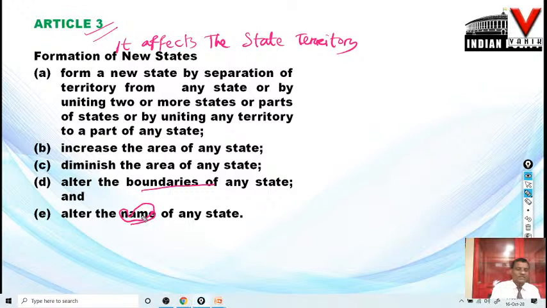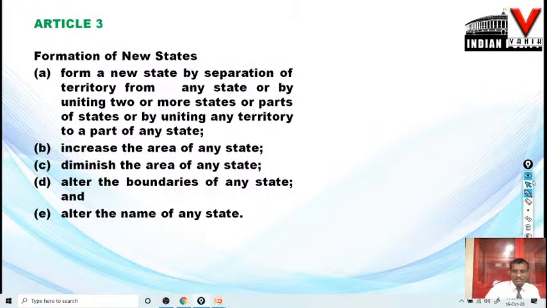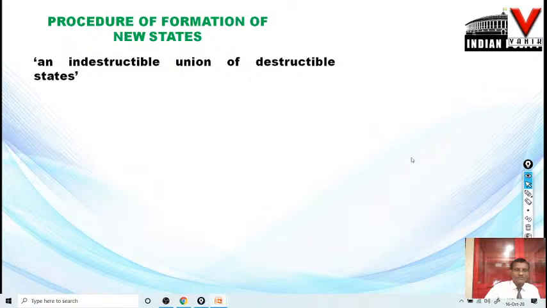If Orissa became Odisha, or United Provinces became Uttar Pradesh, Madras became Tamil Nadu, we have a list towards the end. So change of the name of a state takes place under Article 3. Now we shall move to the procedure of formation of a new state. How is a new state created in India?